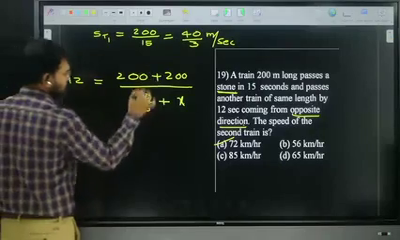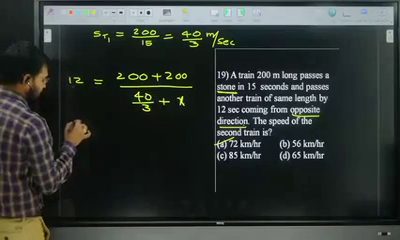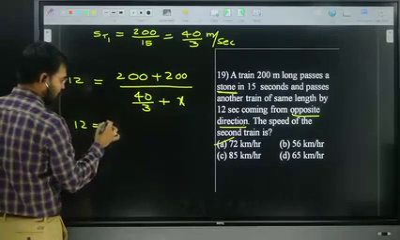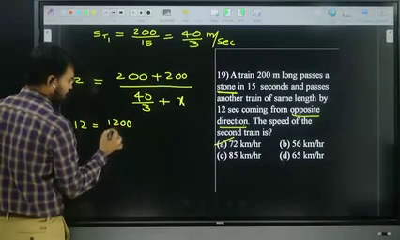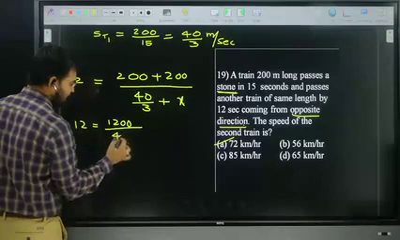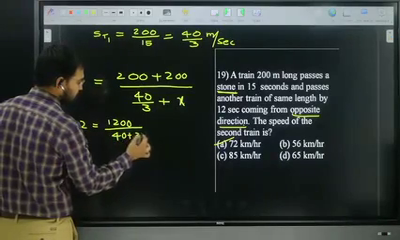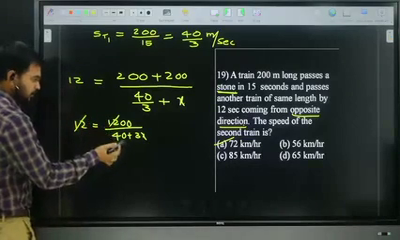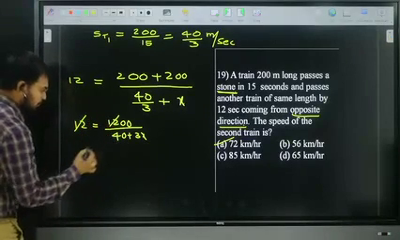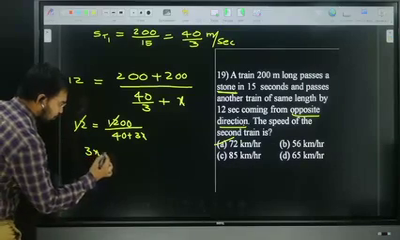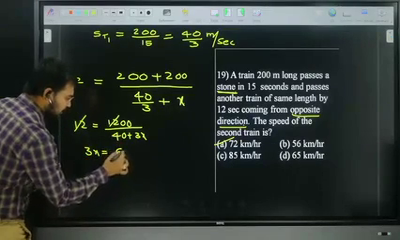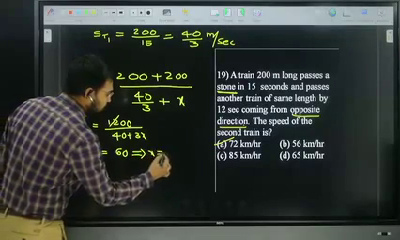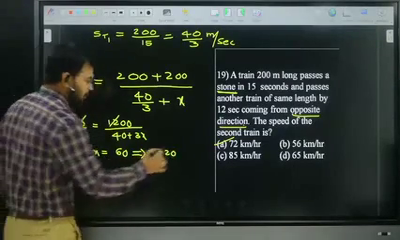If 3 is the LCM, 3 comes to the numerator: 3 into 400, 1200. So 1200 by 40 plus 3x. If we take LCM as 3, the 12 gets cancelled and this comes to this side. So 3x is equal to, 40 comes to that side, 60. Therefore x is equal to 20.